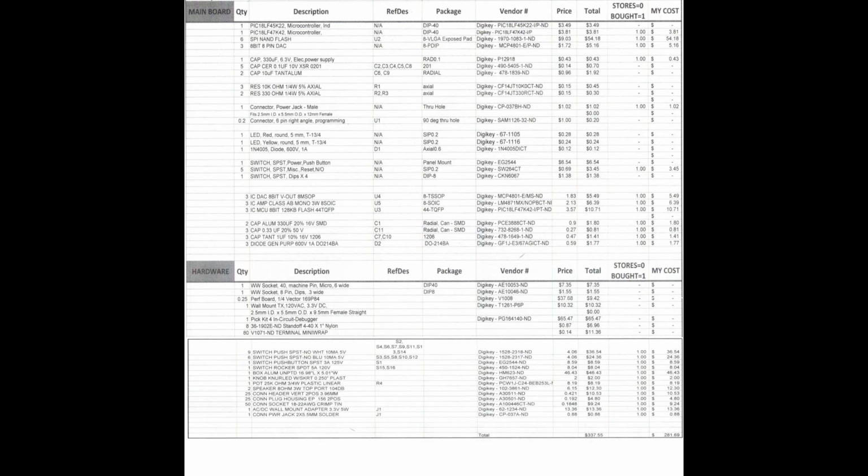The cost for the project at the point I stopped was $337.55 for all the material, with $281.69 coming out of my pocket. This included multiple quantities for components during the prototyping and multiple quantities of some components in preparation for the final design.